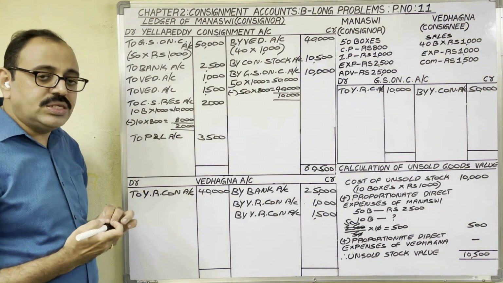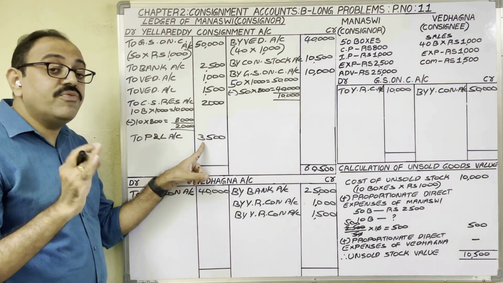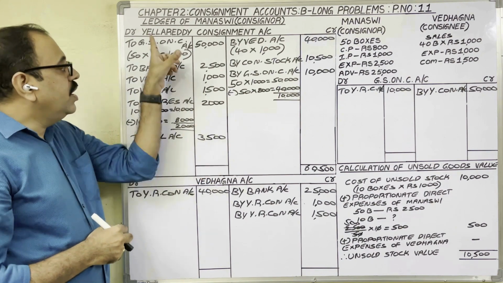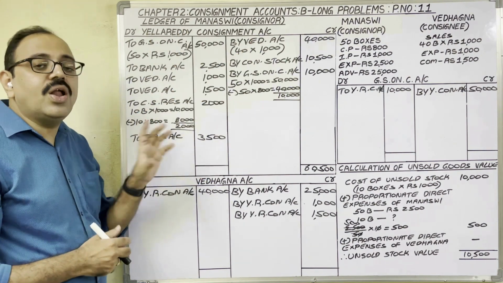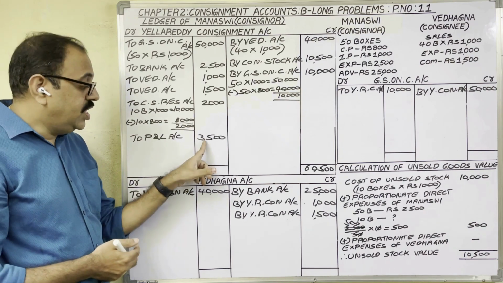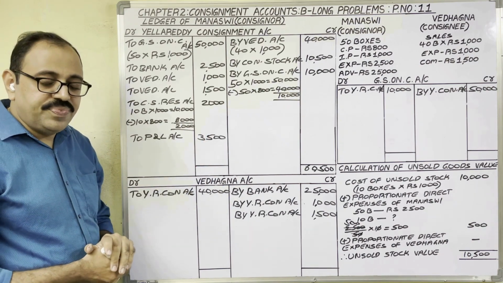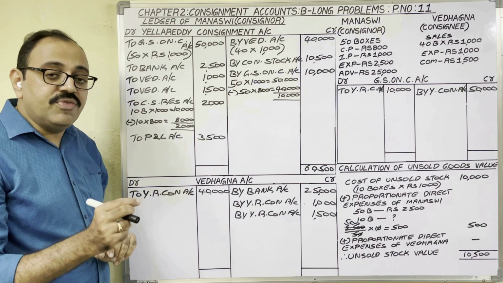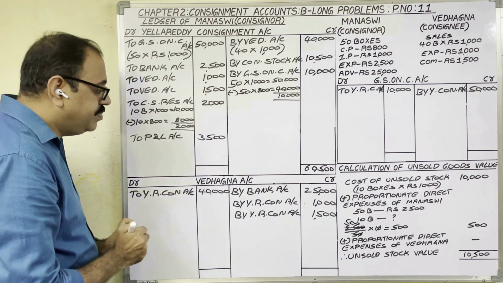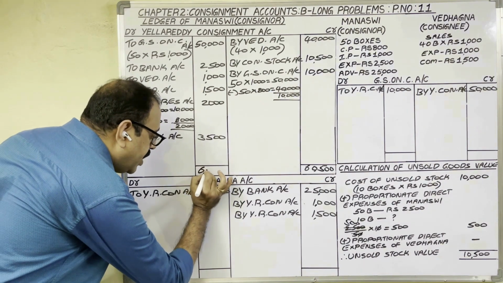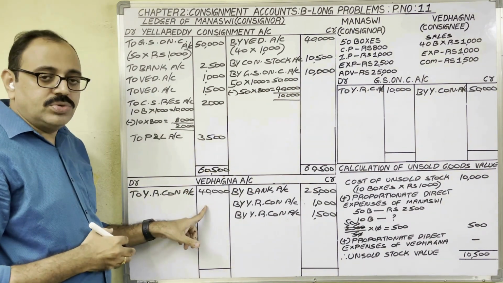So based on this, what is the journal entry for profit in consignment business? LRD consignment account debtor to profit and loss account. 3,500, 3,500. Narration being the entry for profit in consignment business. Now put the total, 60,500. Come to consignee's account.